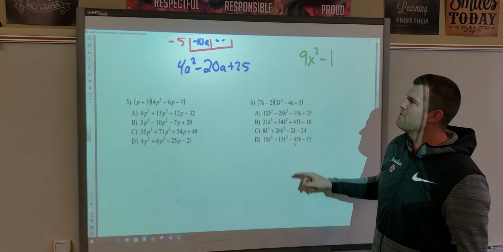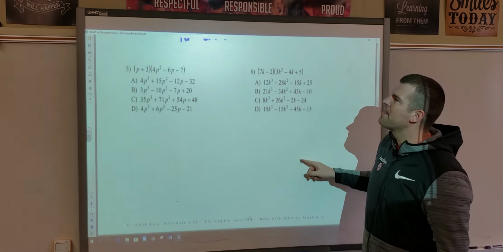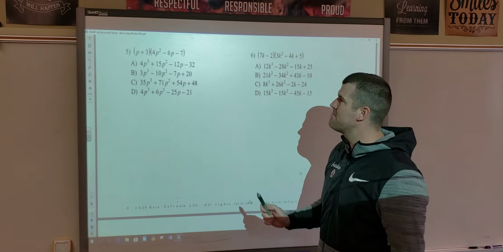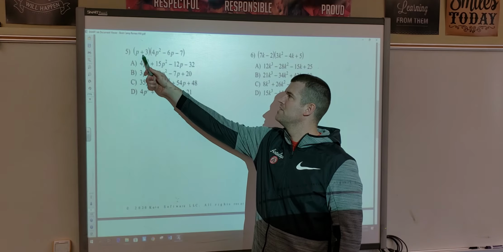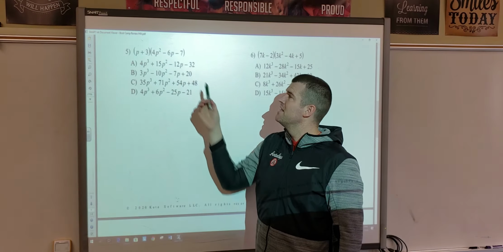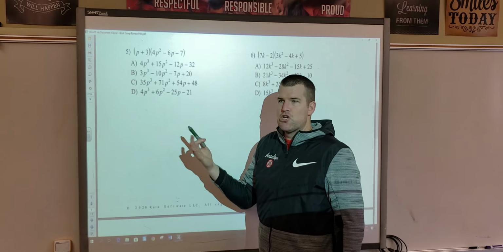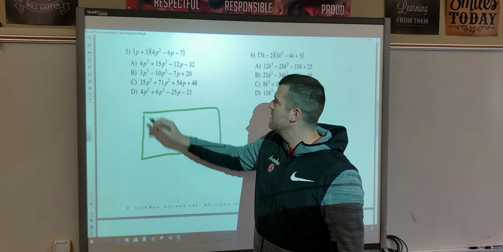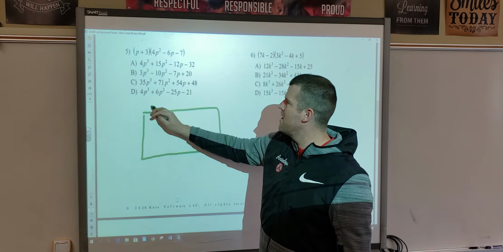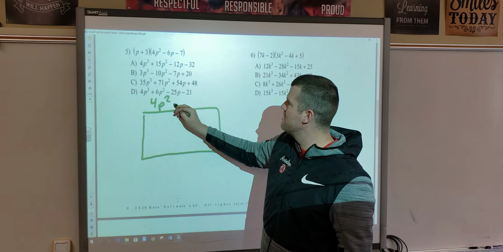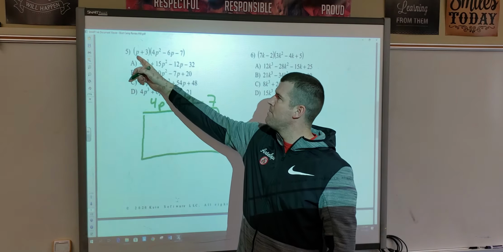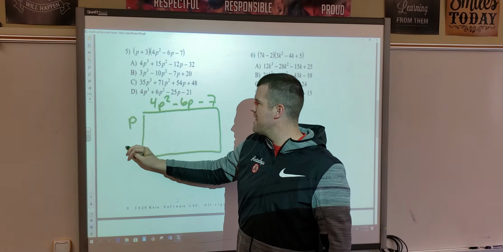Moving right along, now we're getting to some big boxes. P plus 3 times 4p squared minus 6p minus 7. We have a binomial times a trinomial. All that means is our box is going to be larger. I usually do mine where they're longer, and so I put my trinomial on top, 4p squared minus 6p minus 7, and then I can put my binomial on the side.